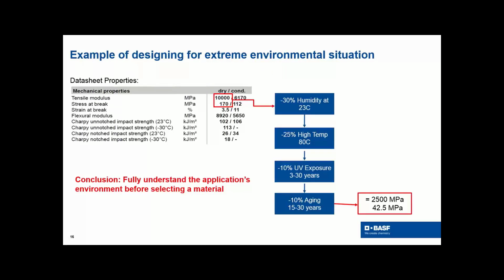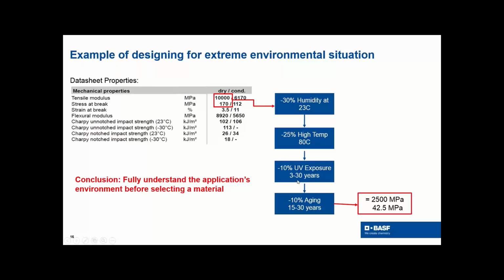So let's look at that data sheet. Earlier I said you can't use this for design, and now I'll explain why. You look at this data sheet and you see some good properties here. The modulus is 10,000 megapascals. The strength is 170. You say, wow, it's a good, strong material. But then you say, okay, in my application, I'm going to see humidity. This particular material will drop with humidity, so it's dropping 30%. And this application is going to be at 80 degrees C. Well, we're going to lose another 25%.